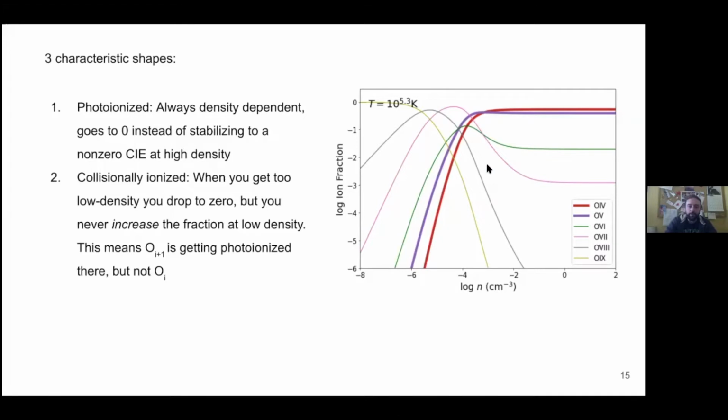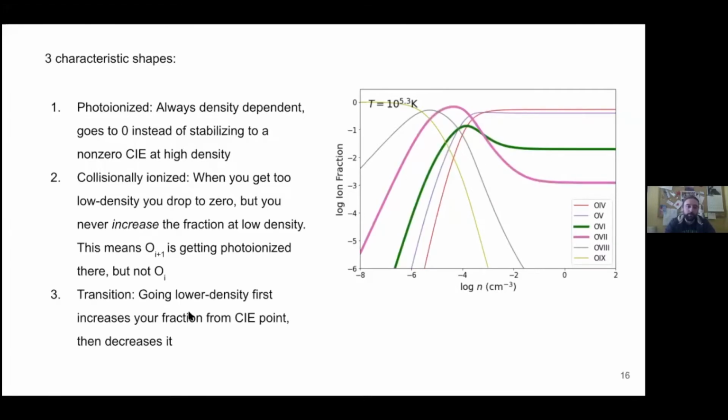And the third thing you could see is something that's a combination of the two. So this is what we're going to call a transition. So it starts out with some shelf of the amount of collisionally ionized gas that you have. And as you bombard with photons, first you gain some from the states below until you reach some peak, and then you start to lose them all as you keep going further. So what you can say is that collisional ionization matters at high density, but then photoionization takes over at some point at lower density.